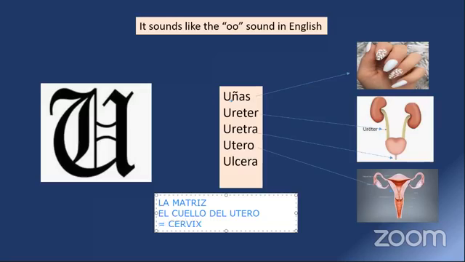Cuello del útero, cervix. So if the patient is coming to tell you, I want to see my GYN because I have something in la matriz and also I need a biopsy of el cuello del útero, you will be completely clueless because she didn't talk about uterus. She said matriz and she said cuello del útero. She didn't say cervix. So this is really important for you.